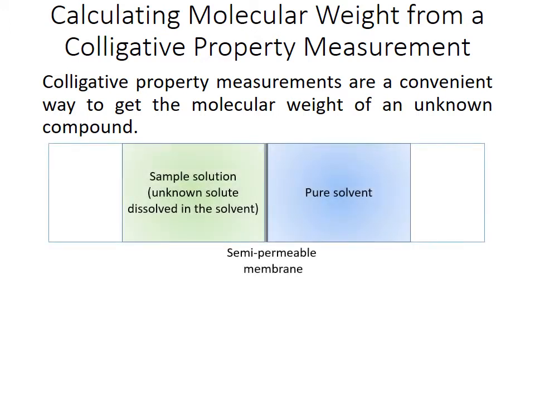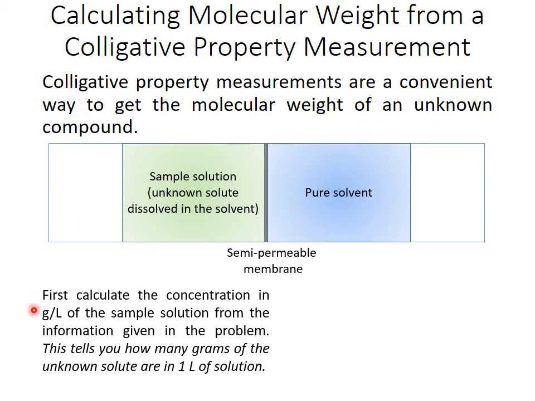The way we would do this with osmotic pressure is by putting two liquids in the osmotic pressure device. The first one is the pure solvent that you're going to use in the measurement. That goes in on one side. On the other side, you're going to place a sample solution. This is your unknown solute dissolved in the solvent. Separating the two is a semi-permeable membrane. This will allow solvent molecules to move back and forth, but not the solute molecules.